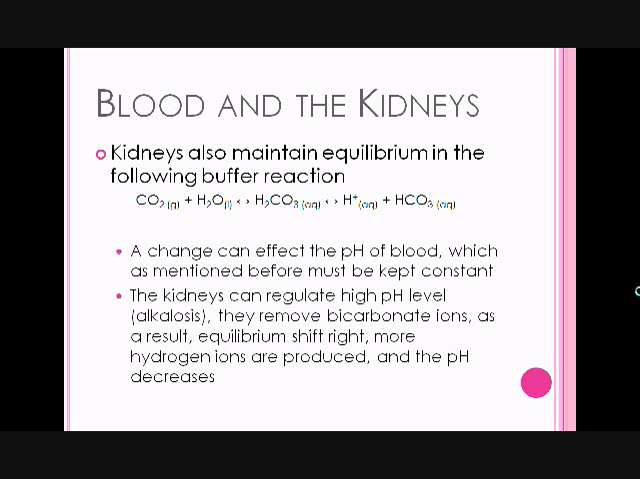As this concentration is decreased, the reaction will shift to the right. When the equilibrium shifts to the right, more hydrogen ions are generated together with bicarbonate ions. As a result, pH decreases.